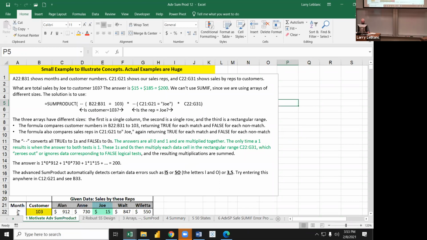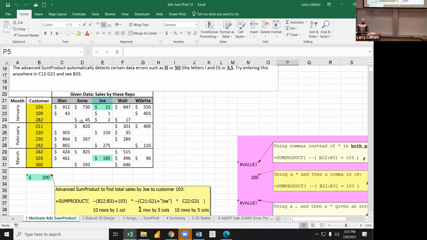Motivate the advanced SUMPRODUCT. Small example to illustrate concepts. Let's look at the given data. For the month of January, we sold to these 3 customers, 103, 109, and 282. For the month of February, we sold to these 4 customers. For the month of March, we sold to these 3 customers.